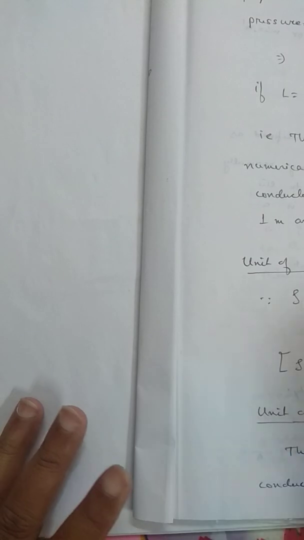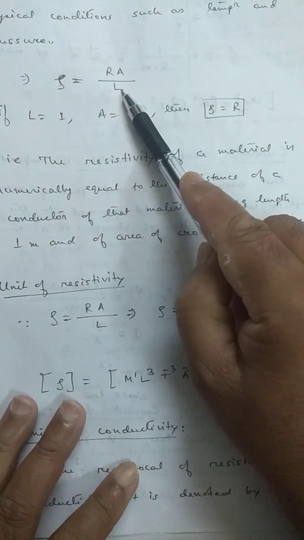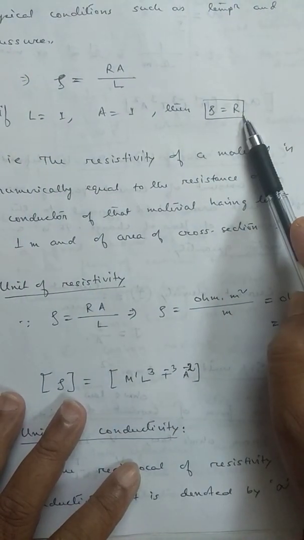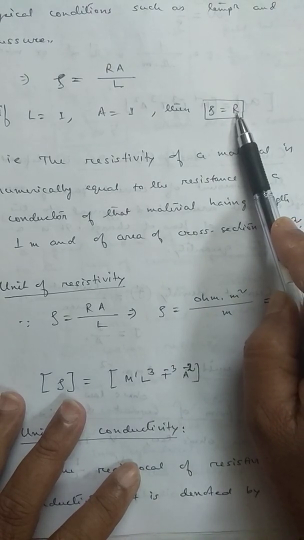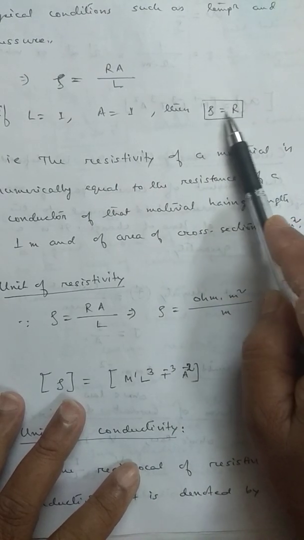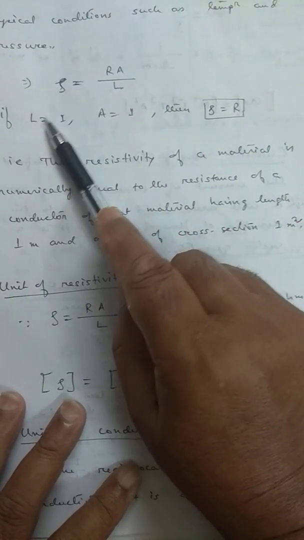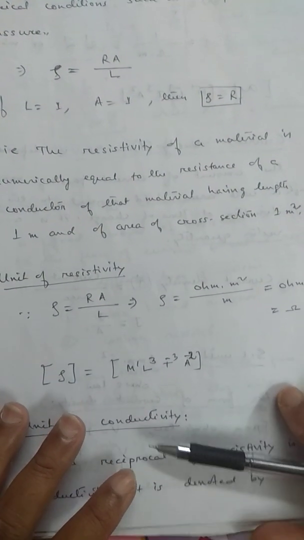Is it clear? So what is rho? Rho is equal to RA by L. So if L is 1 and A is 1, rho is equal to R. That means resistivity is the resistance of the material of the wire having unit length and unit cross-sectional area.